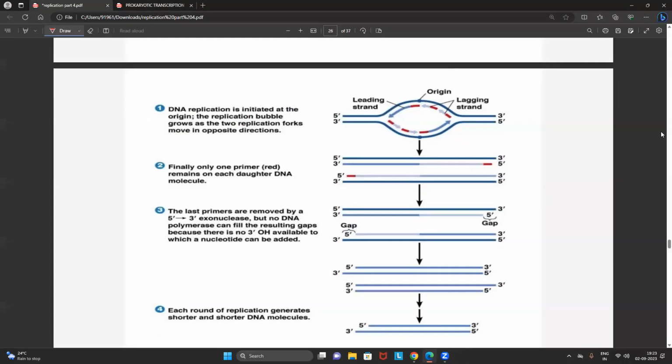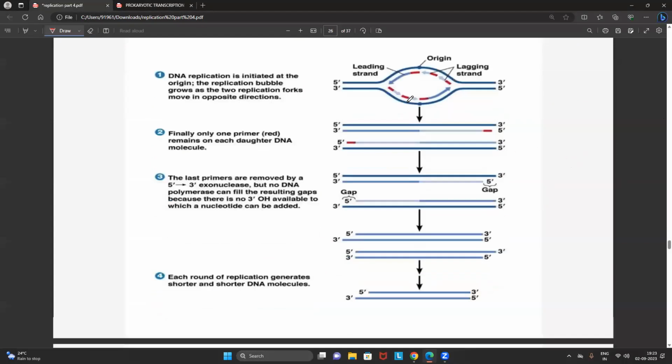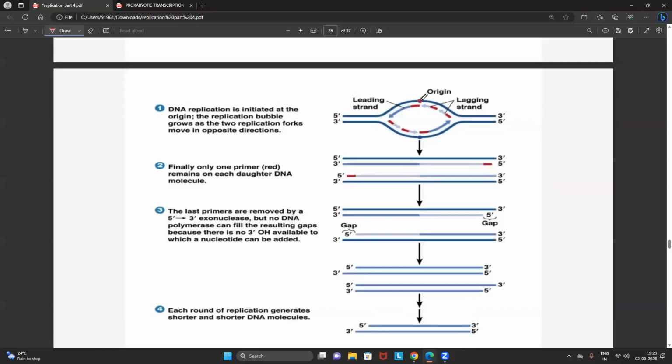Every one of you look into the picture very carefully. Try to understand this correctly. See friends, this is the origin. You know it very well. From this origin, one fork is moving clockwise. You know very well, another fork is moving anti-clockwise. There's no problem. Everyone pay attention. Listen to me very correctly. So friends, now two strands got separated and there is synthesis of the daughter strand.